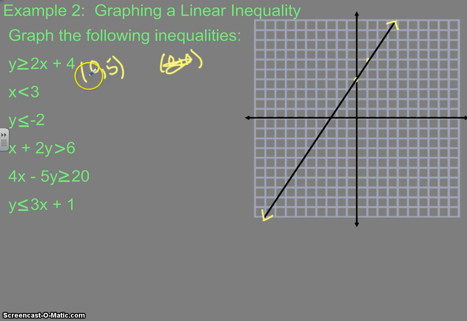Okay, so if I check (0, 5), I put 0 in for x, 5 in for y. Is 5 greater than or equal to 4? Yes, it is. So this point, even though it's not on the line, is a solution.